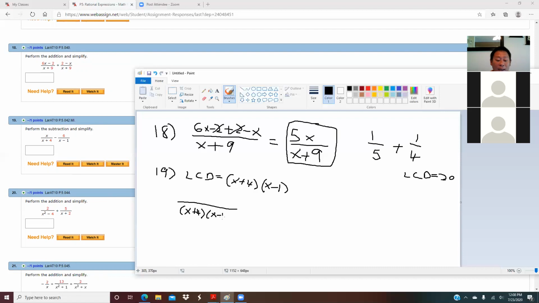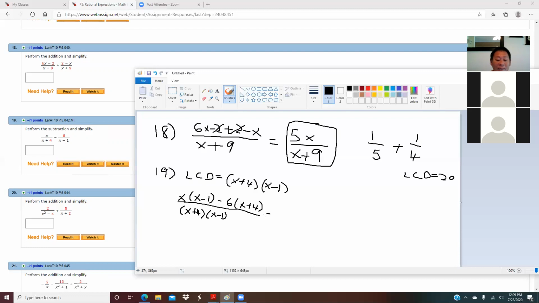What is missing on the first fraction is that it does have x plus 4, but it's missing x minus 1. So you will have to multiply x minus 1 on the top. That's the reason why, for question 19, this is missing the x minus 1. And don't forget you have a -6 here, so this -6 will be over here. What is missing on the second term, compared with your LCD, is x plus 4, so you will be multiplying this by x plus 4.